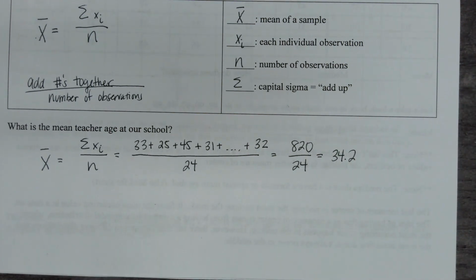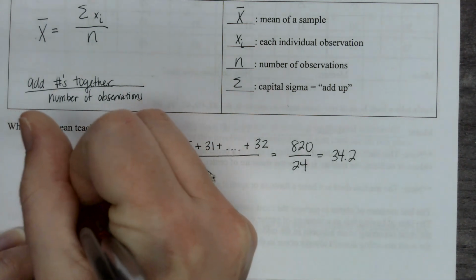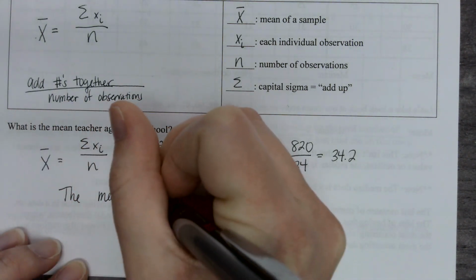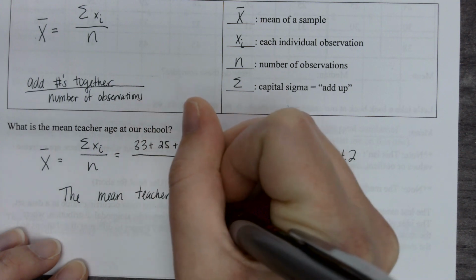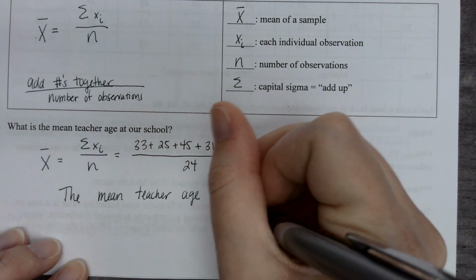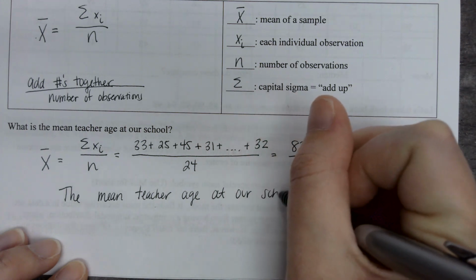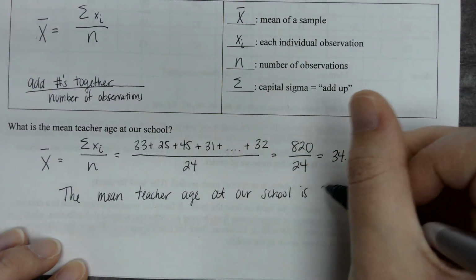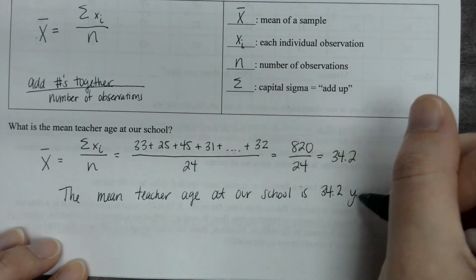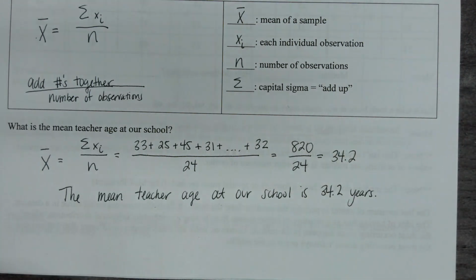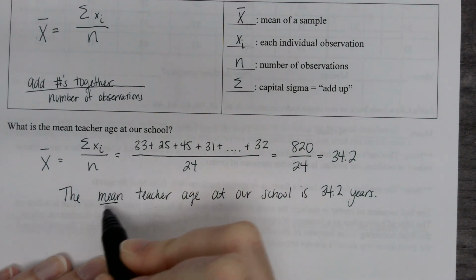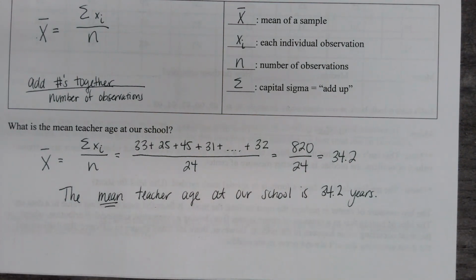So we can see that the mean teacher age at our school is 34.2 years. Notice I put mean in there, not average. So make sure when we start talking about mean, median, and mode, we're not talking about average. It's just the mean that we're talking about, because that way it tells us what we're calculating in the grand scheme of things.